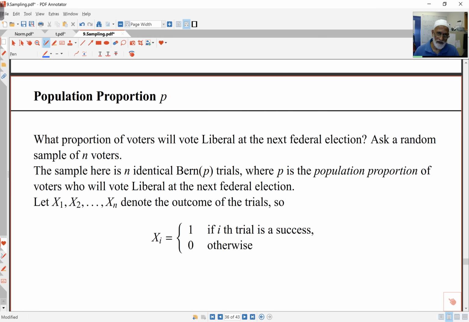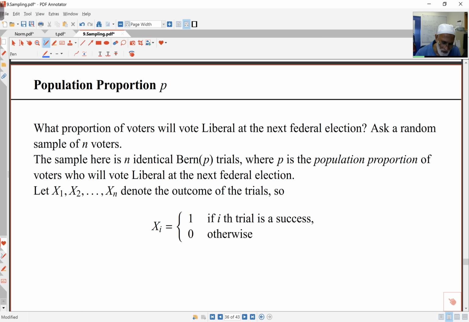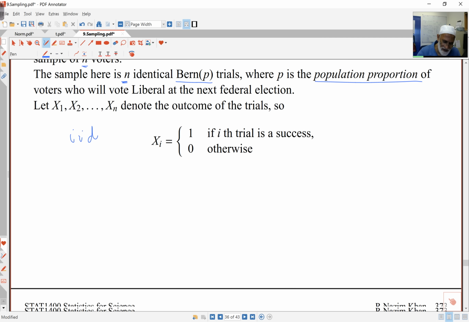We'll finish off also proportion in this lecture, and then we'll take a look at a summary. The first part here is looking at the proportion of voters, as an example, who will vote Liberal at the next federal election. You ask a random sample of n voters, and we model that as identical Bernoulli trials, where p is the probability that somebody will vote for the government, vote Liberal. It's the population proportion of voters who will vote Liberal at the next election. My x1 to xn are IID trials, independent and identically distributed. xi is 0 if I don't vote Liberal, and 1 if I do, so xi counts the successes.